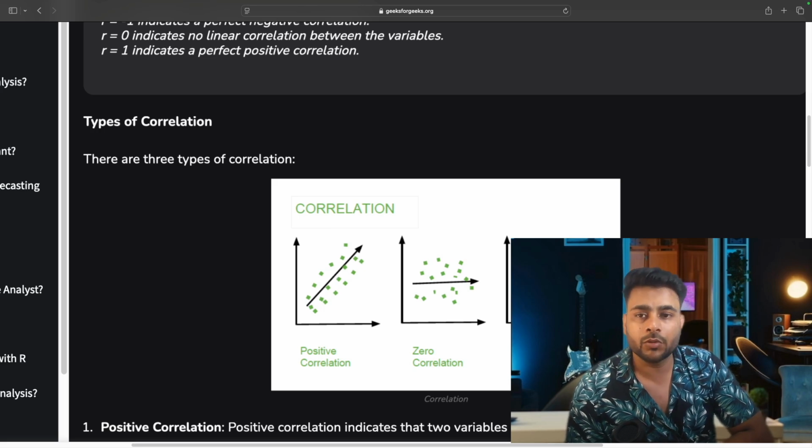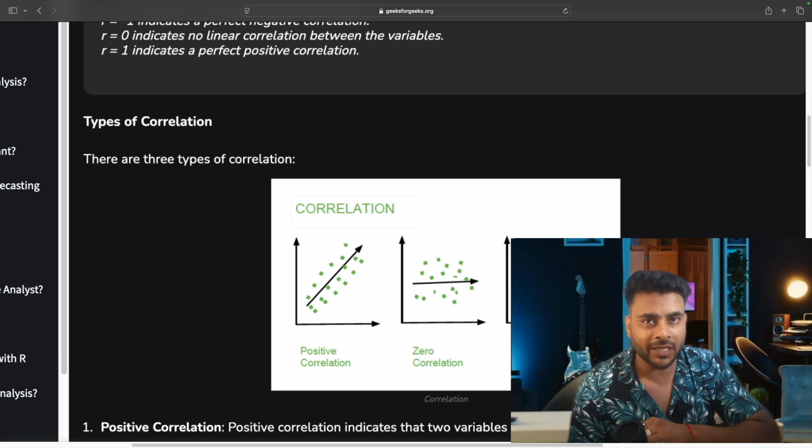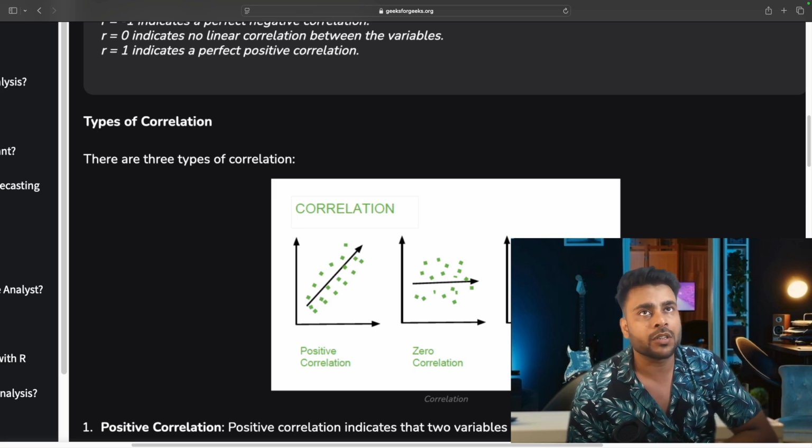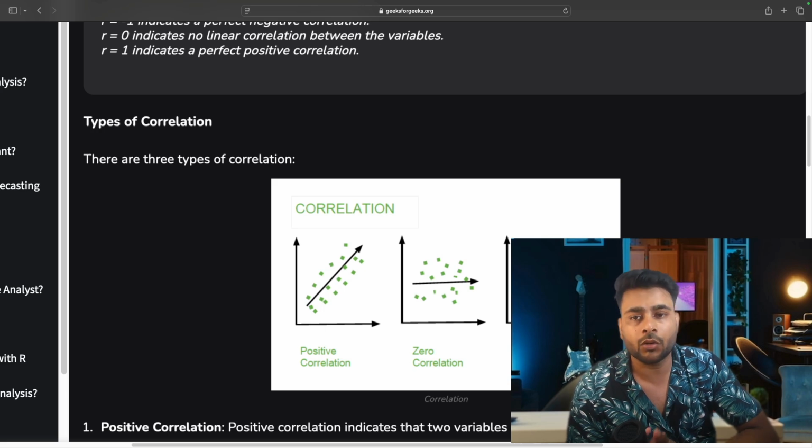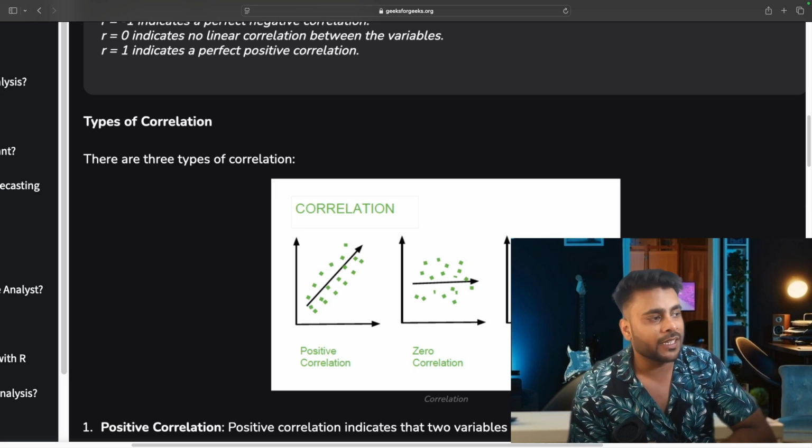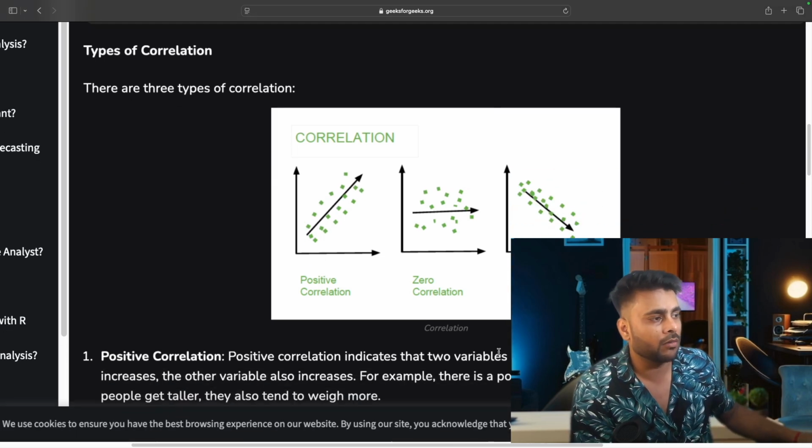When it comes to negative correlation, you can imagine one of the variables increases and the other one decreases at the same time. For example, you could say when temperature increases, the sale of winter clothes decreases, or something of that sort, because these are not relevant to each other. So it can be non-negative correlation.